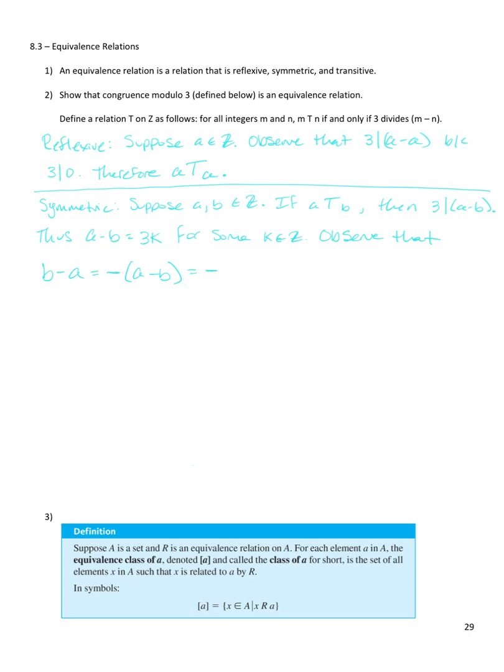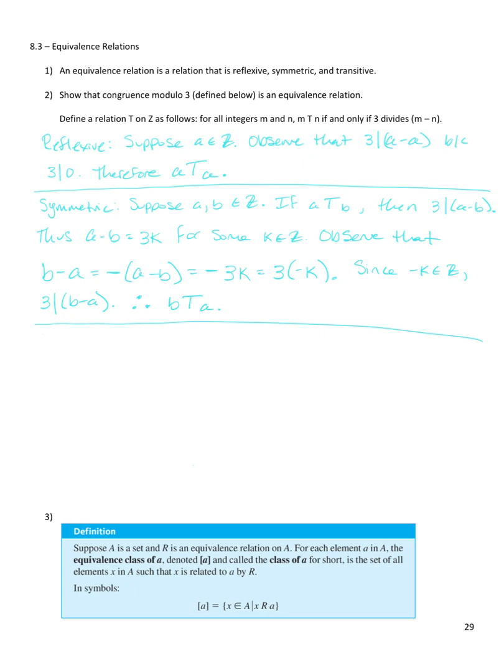And a minus b is 3 times an integer, 3 times k. So we can write this as 3 times negative k, and negative k is an integer. Okay, since the opposite of k is an integer, 3 divides b minus a. Therefore, b is related to a, and we have symmetry.